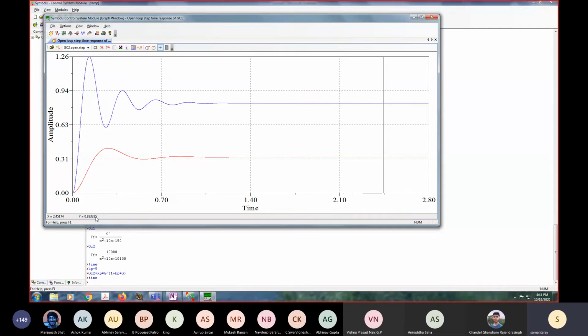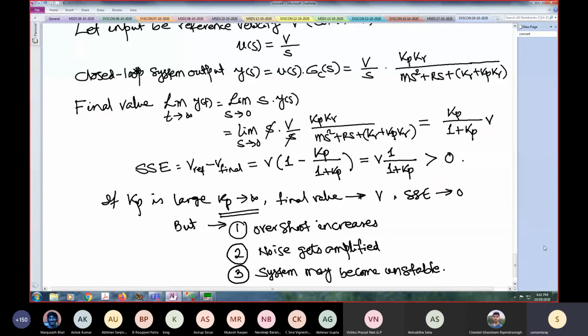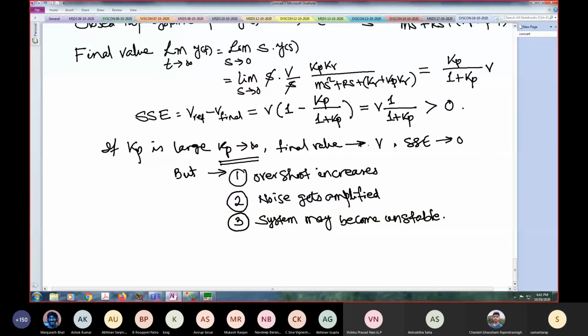1.26 means overshoot is 0.26. 1 is our target value. It has overshot the target by 0.26. Steady state error is, at the end, the difference between the target and the final value. So these are the problems. Increasing gain is also not a good solution. Though increasing gain doesn't cause instability here, in certain systems it can cause instability. So a very simple solution to this is to modify the controller.